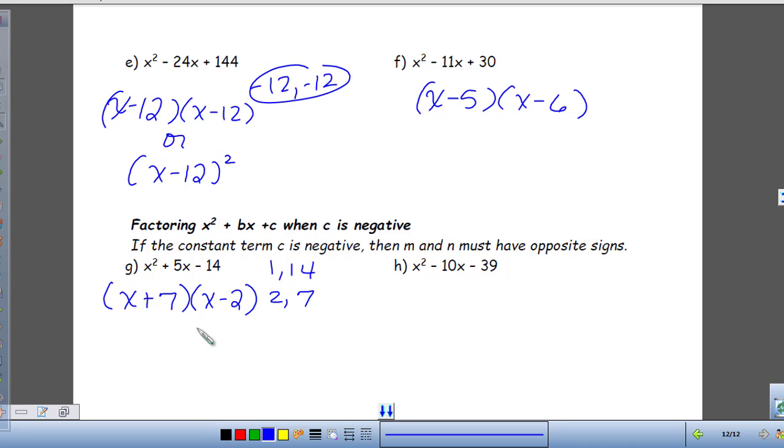All right, when I look at H, I can tell that m and n have to have opposite signs because of this negative 39. So we could be looking at 1 and 39. What else? Okay, 13, 3. Okay, that looks like it's going to work. Our middle term is negative, so we're going to have what? x minus 13, x plus 3. Okay. Questions about that?